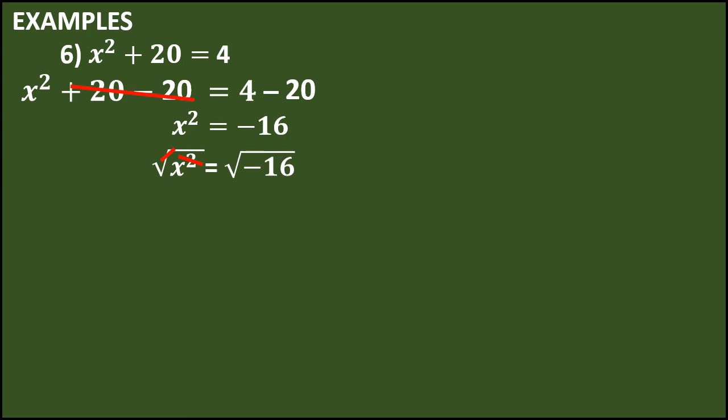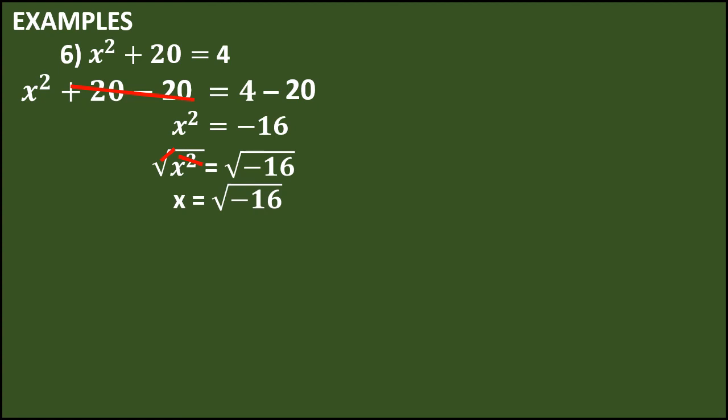If you are thinking positive 4 and negative 4, let us check. 4 times 4 is 16, so that is not negative 16. And if we try negative 4 times negative 4, that is also positive 16, and that is not negative 16 as the product. So what are we going to do?